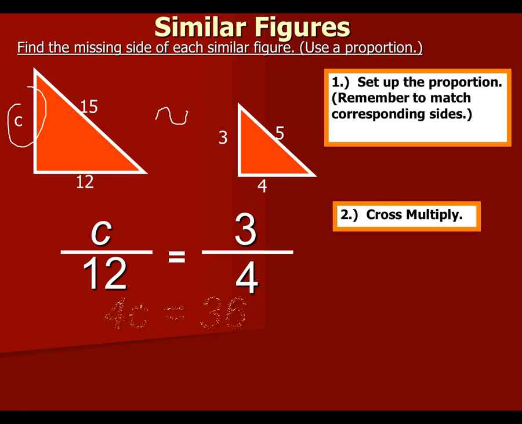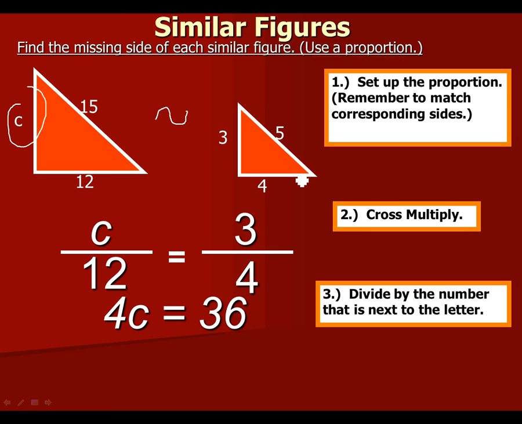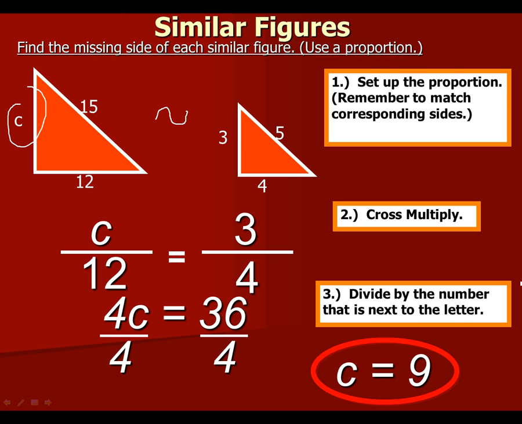Now to solve it by cross multiplying, 4 times C is 4C. 12 times 3 is 36. The next step after that is to solve it. Make sure you're not telling yourself, I'm done, I don't need to do any more. You have one more step, which is to divide by 4. C equals 9. There you have it.